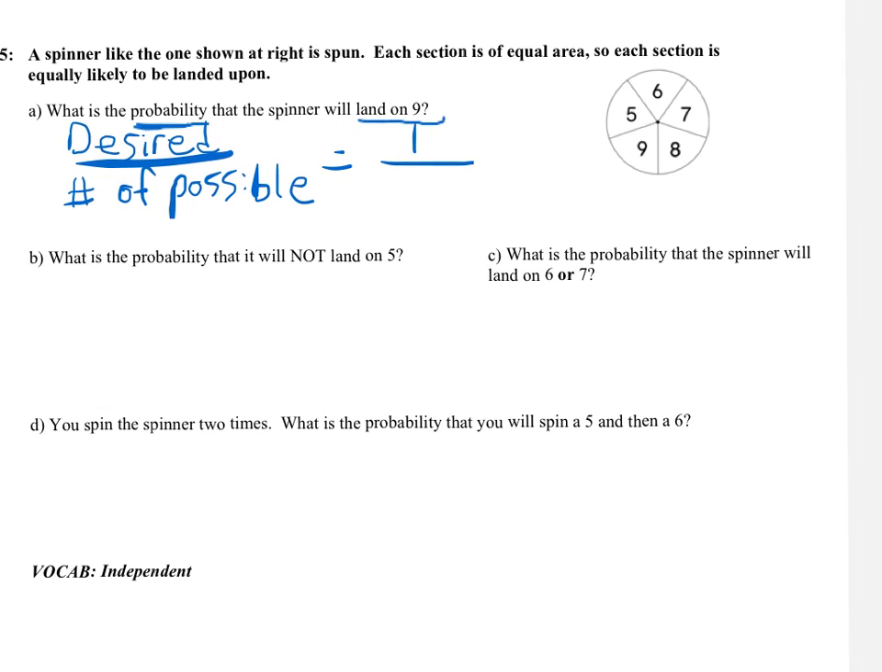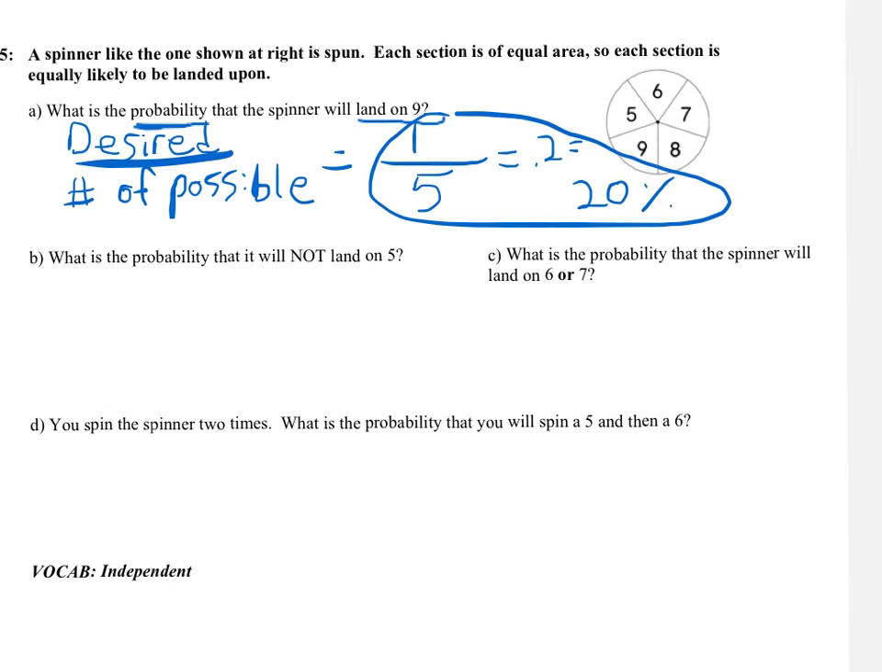Okay. Well, how many 9s are there? There's one 9. How many possible outcomes are there? Well, how many different sections are there? There are 1, 2, 3, 4, 5 different sections. So the probability of landing on a 9 is 1 out of 5, or 0.2, or 20%.